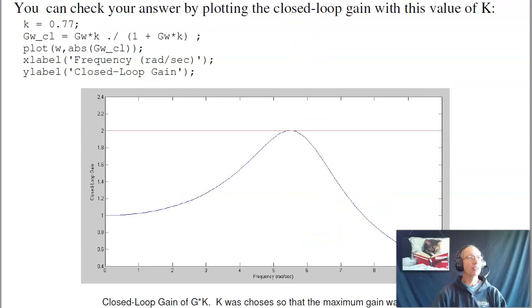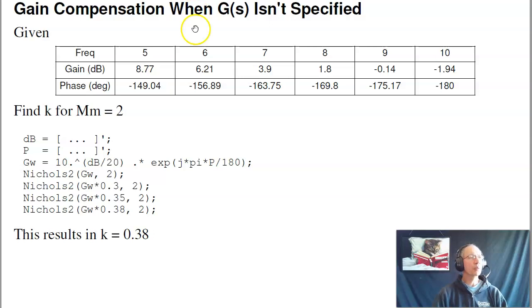So what you do is you go in the lab, measure the gain versus frequency at a couple frequencies. Here I just chose 5 to 10. Kind of guessing the resonance is somewhere in that range. I don't know where it is, but I'm thinking somewhere between 5 and 10. Measure the gain at each frequency, measure the phase shift at each frequency. I can now plot that on a Nichols chart.